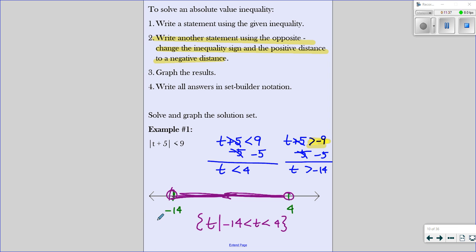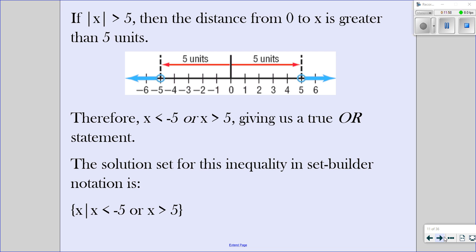So remember, with absolute value inequalities, you're going to have two inequality statements. One of them is going to be the regular, and the other one is going to have the number behind the inequality symbol be opposite, be negative whatever number, and the sign is going to change. All right, let's do another one.